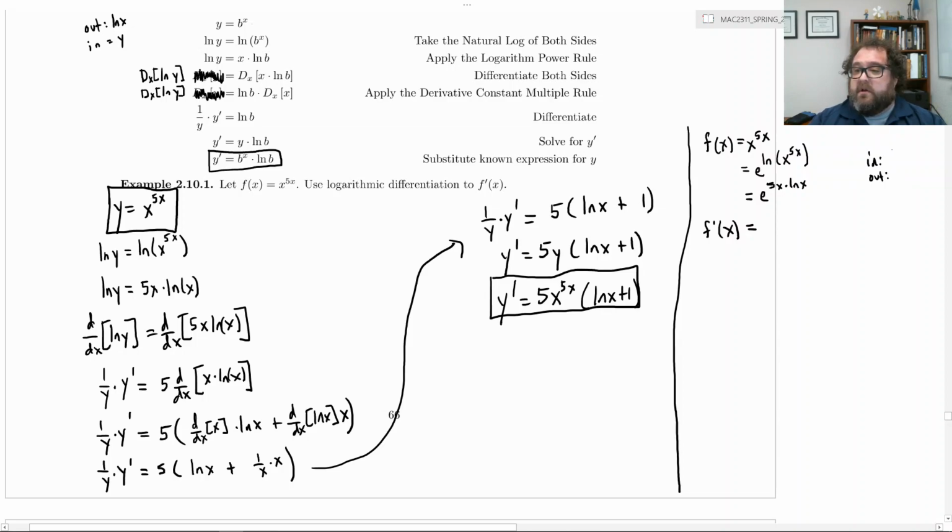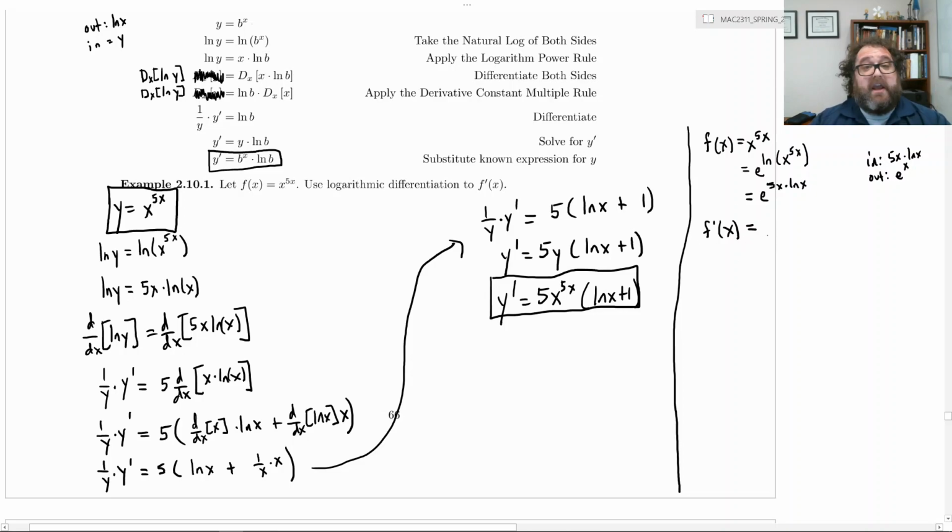What's the inside function? The inside function is 5x times natural log x. The outside function is e to the x. So if you just want to apply the chain rule now, we can do that, because the point of this is we have resolved the issue of having a variable base to a variable power. Now we have e, which is a constant base, to a variable power, and that variable power includes a product rule, which we know how to do. So we resolve the trouble by simply rewriting according to the properties of exponentials, logarithms, algebra.